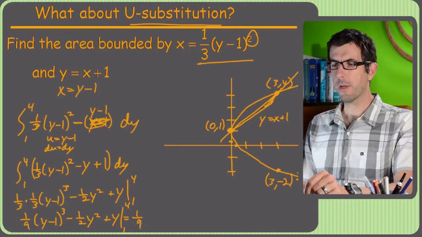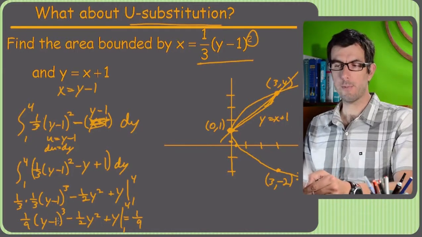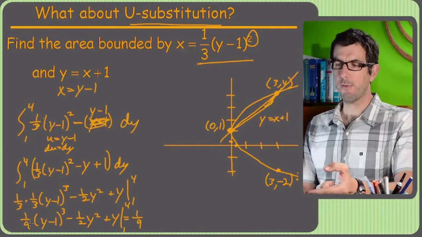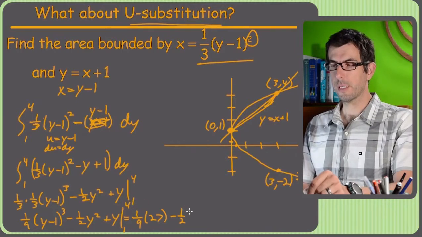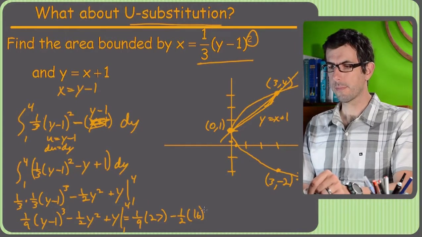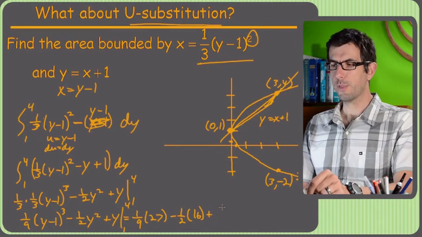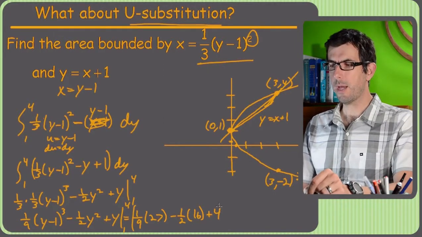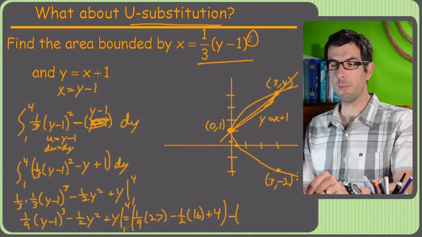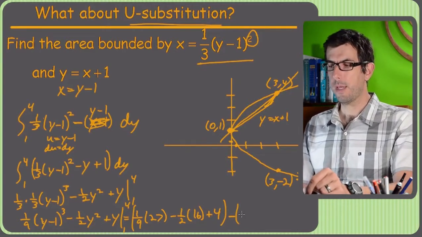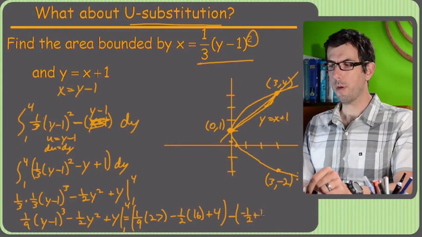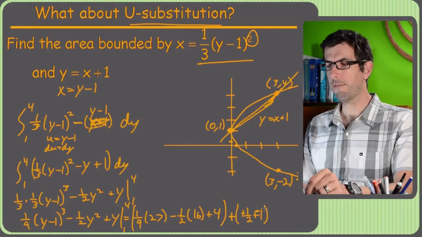So we got 1/9. If we plug in our upper limit, which is 4, we've got 4 minus 1 is 3. 3 cubed is 27. 27 times 1/9. Minus 1/2 times 4 squared, which is 16. Plus y, which is 4. All right, so that's just my upper limit of integration. Then I got to take away, plugging in the lower limit, which is 1. If you plug in 1, you get 1 minus 1 is 0, so that first term goes away. Then you got negative 1/2 plus 1. All right, so if we distribute in this negative, that ends up canceling that and making this negative.